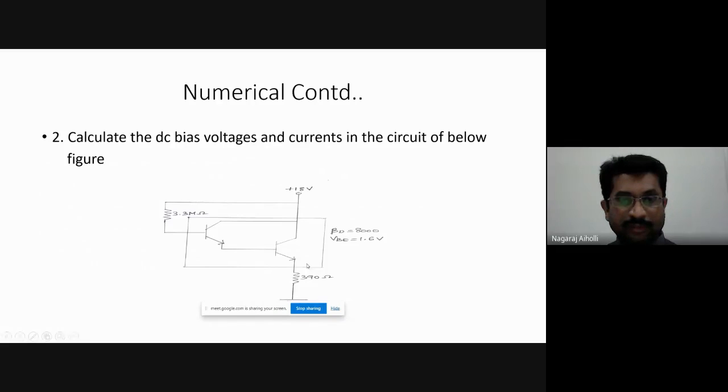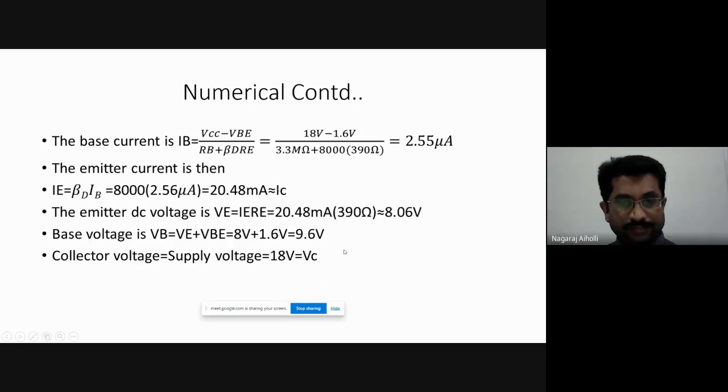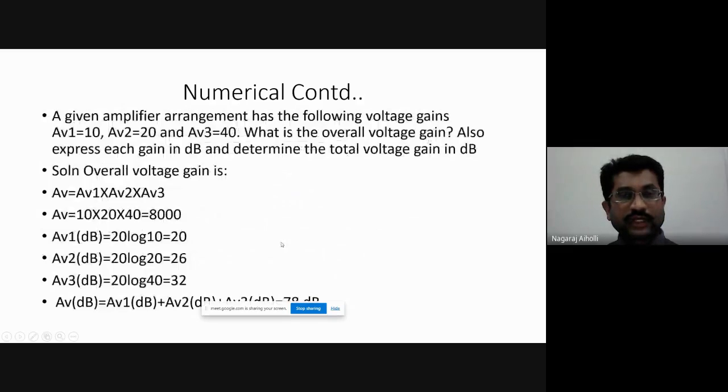In the examination they may give you the figure and ask us to calculate the DC bias voltages and currents for the given circuit. They will give you all these values and ask you to calculate. Next, let us move on to the next numerical.